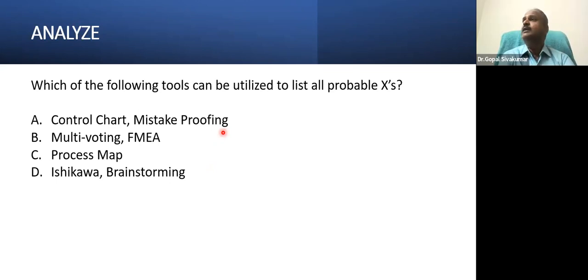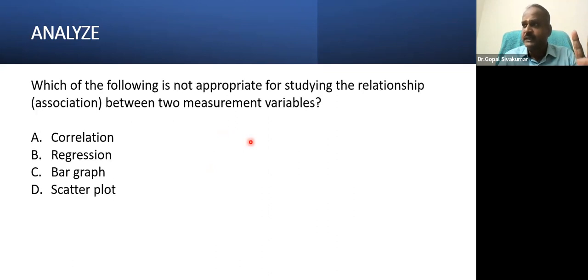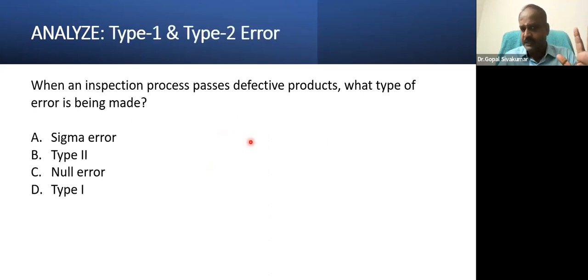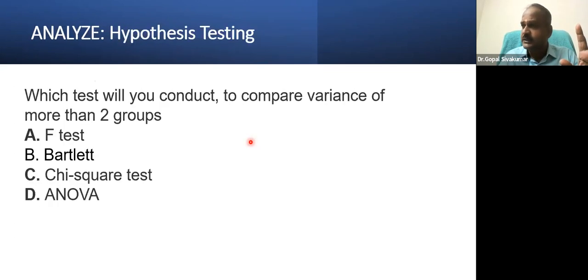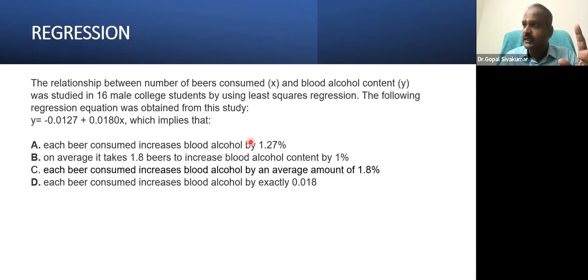Which of the following tools can be utilized to list all probable X? But this is something to do with the analyze phase. I don't want to take it right now because we only partly covered the analyze phase, right? So let us take these questions probably next week. I don't want to trouble you with all these questions. Let us learn and then we'll take it later.